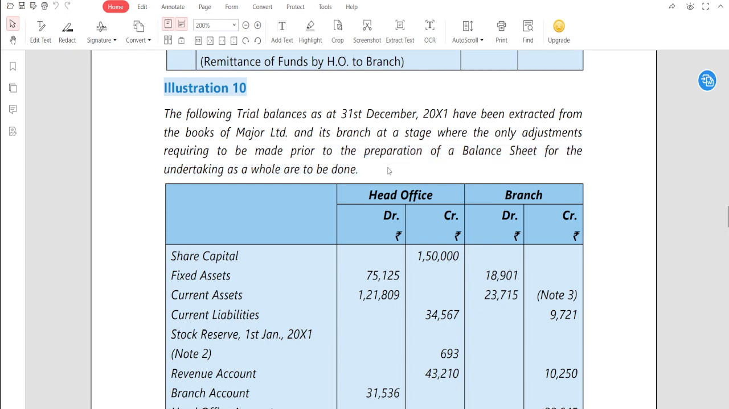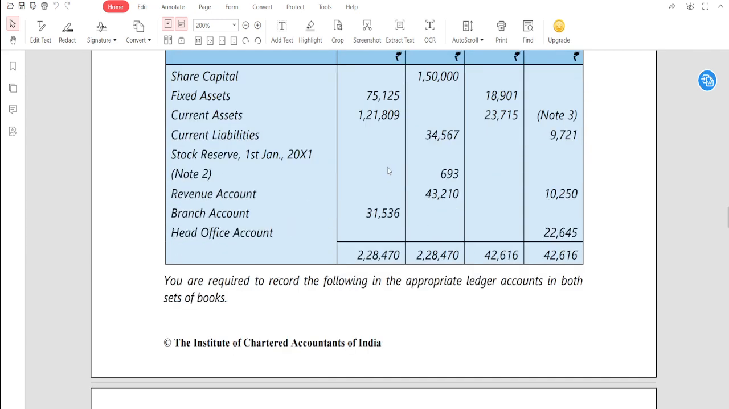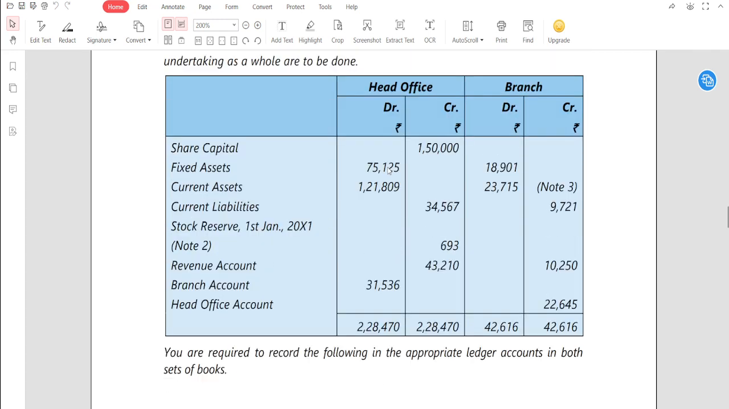So all the adjustments need to be done based on the stages that they have. HO and branch, we have the accounts like share capital, fixed asset, current liability, stock. Note 2 is given, revenue account is given. Revenue means you can consider it as sale. Branch is given, head office account is given. Okay, branch account का balance दिया है, head office account का भी balance दिया है. If you check, both the accounts do not match. देखिए पहले से देखिए not matching.